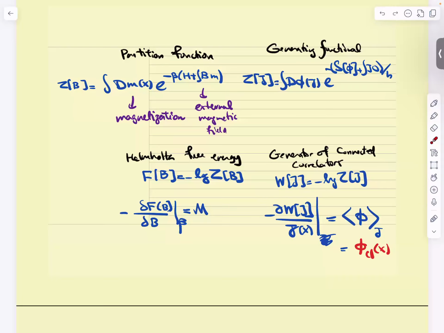Sorry, the other way around. The larger the H bar, so H bar is like T. The larger the H bar, the larger the temperature, the larger the fluctuation. Sorry, I misspoke. All right, good.